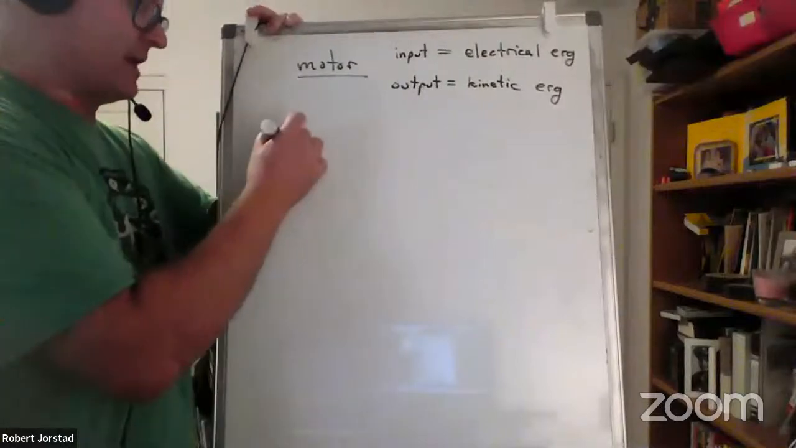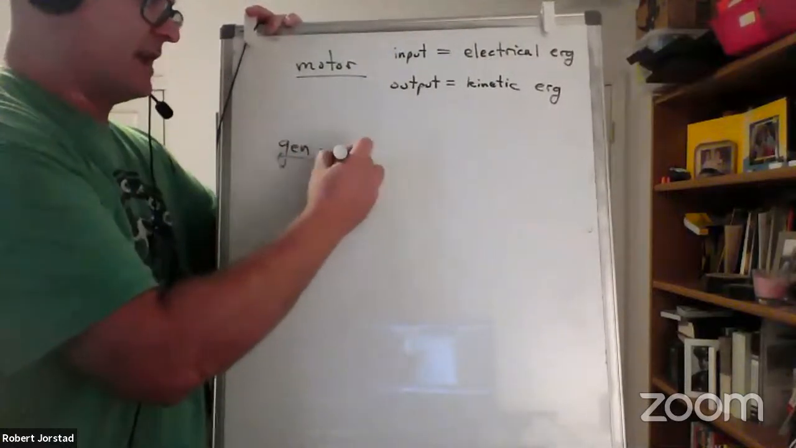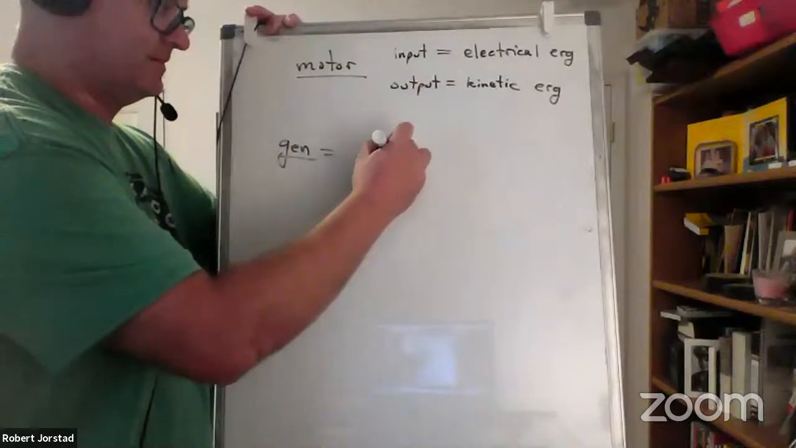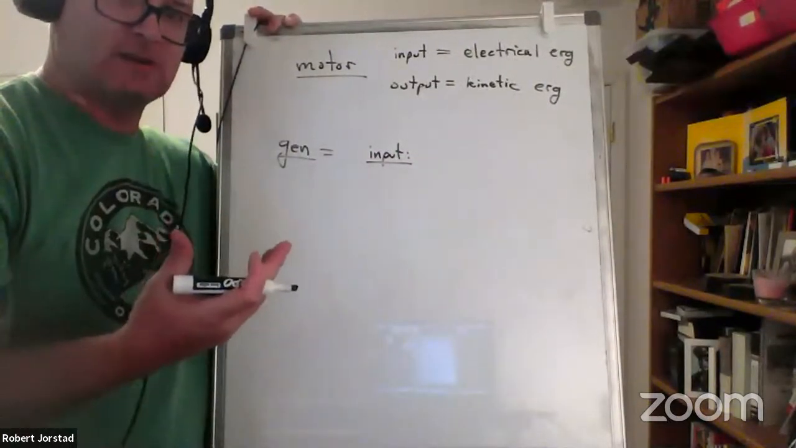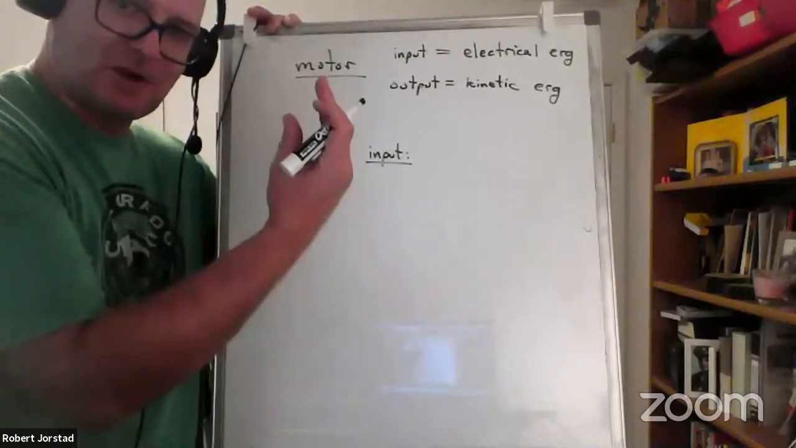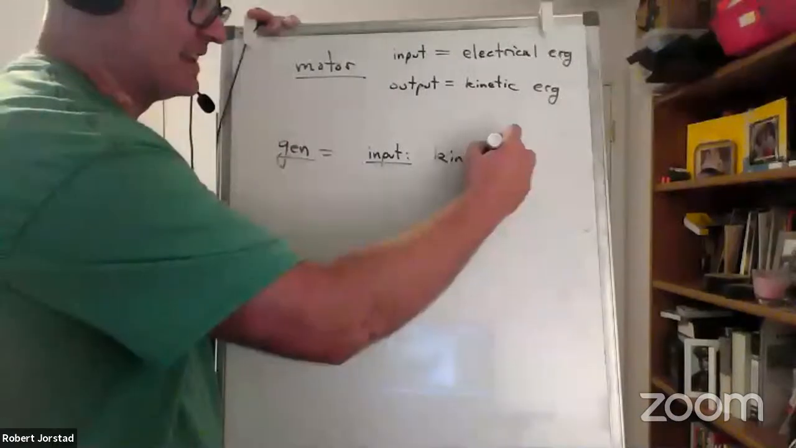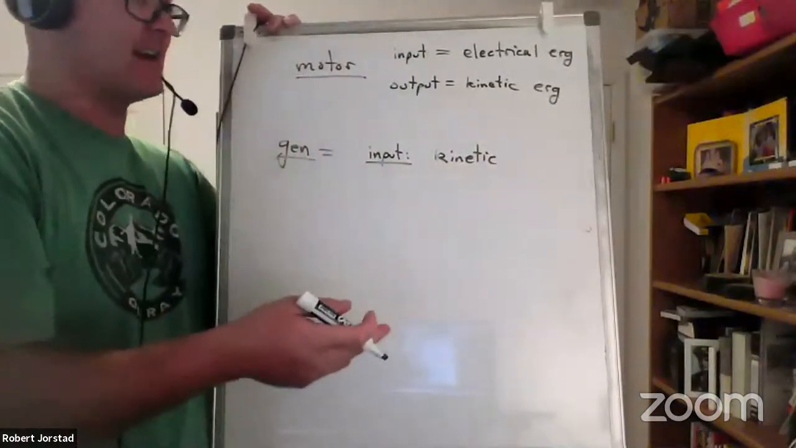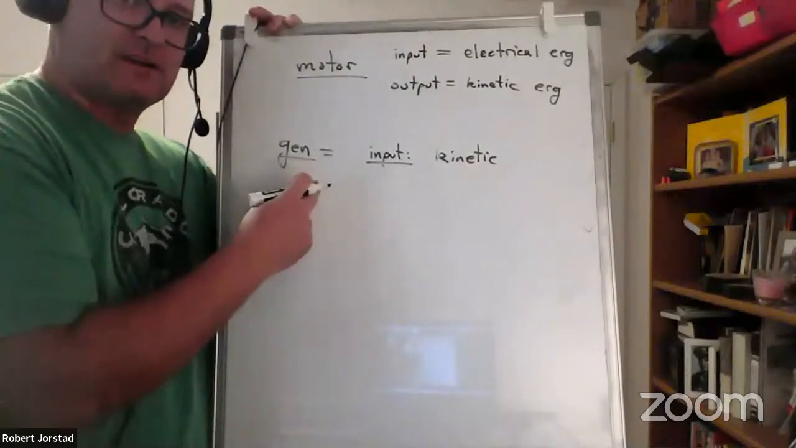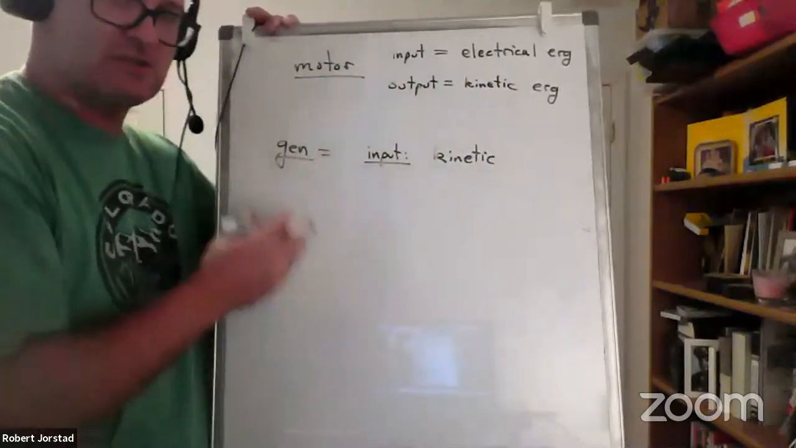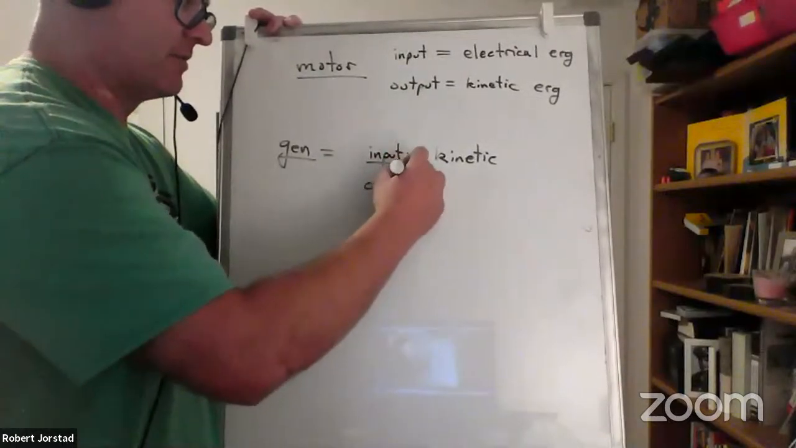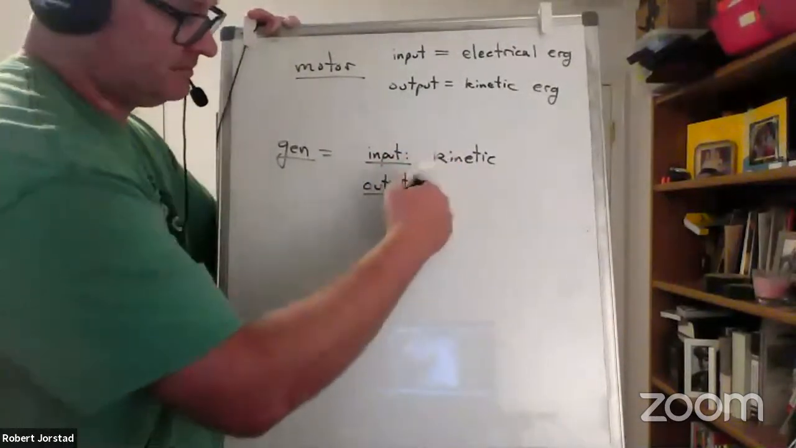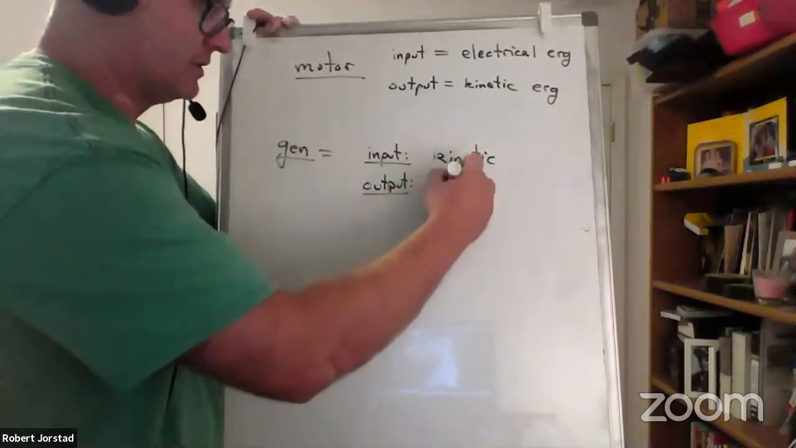Well, what is a generator? A generator, what is the input? How does a wind turbine work? Kinetic energy is transferred into electrical energy. Exactly. And so they're the exact opposite. It turns out an AC generator is a DC motor as long as you operate it in reverse. So they are very related. The output would be electrical.